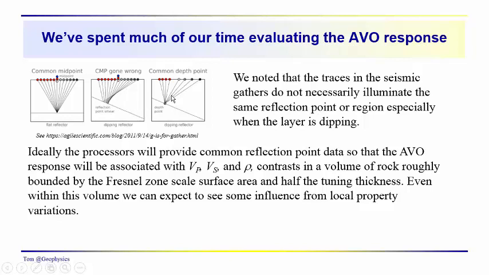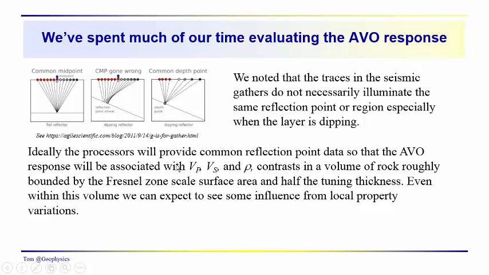Now, processors, if they have all the information that they need, can sort through the data, correct it, and come up with combinations of source and receiver that provide information from a common depth point or a common reflection point. And this is ideally what we'd like to have when we're talking about amplitude variation with offset. We'd like to have all of our traces in the gather providing information from a common reflection point.